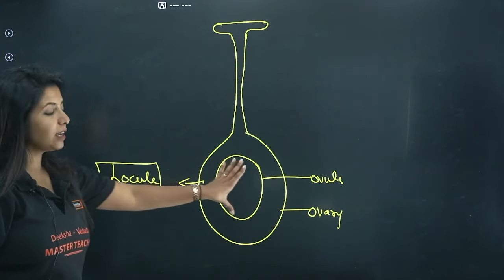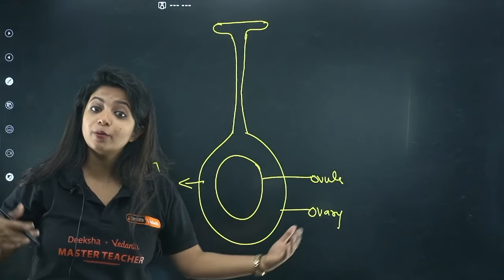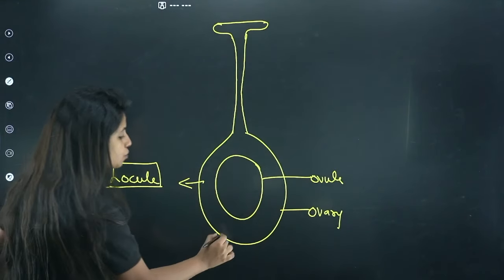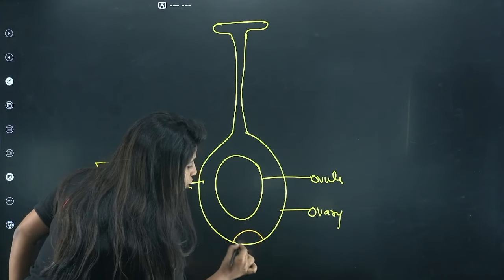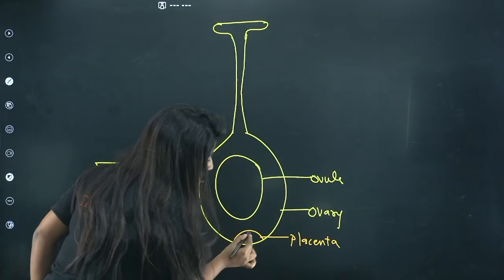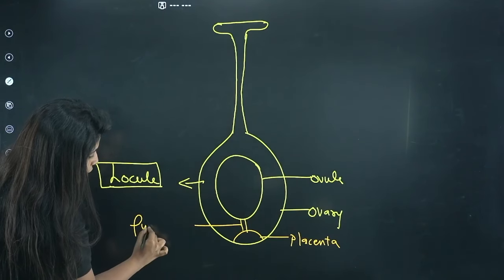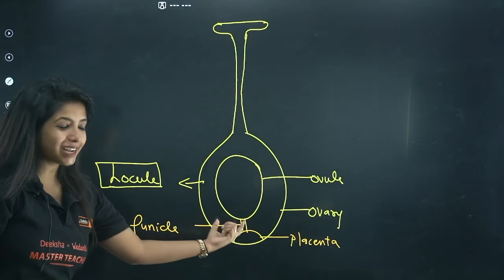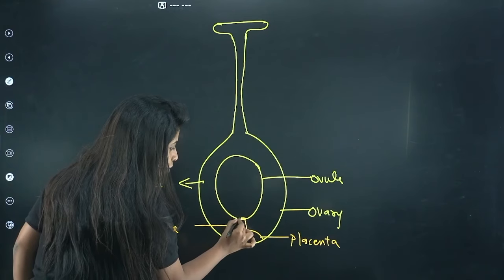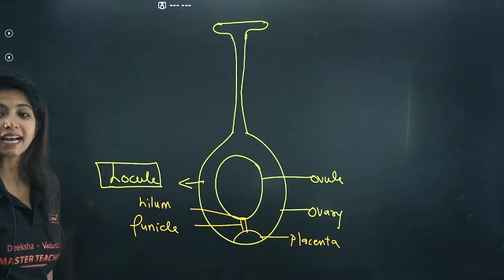Cool? Now, ovule cannot just stand there like that. Ovule is the place where the female gametes are going to be formed, so obviously we need to provide some nourishment. So the ovary decides to provide nourishment with the help of a structure which is known as placenta. This is going to be the placenta. And placenta is attached to the ovule with another structure which is known as funicle. The point of attachment there is known as hilum.